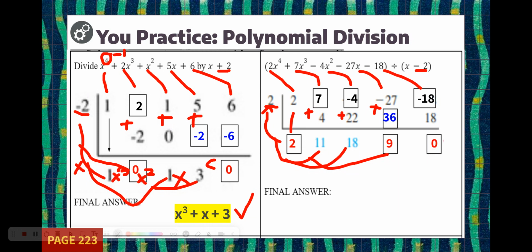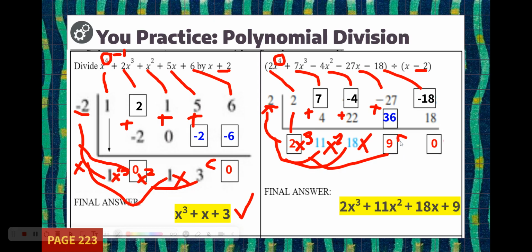So your final answer, downgrade 4, turns to 3. So this will become 2x cubed. And this will become 2x squared. This will become x. This will become your constant. So the final answer will become 2x cubed plus 11x squared plus 18x plus 9. Got it?